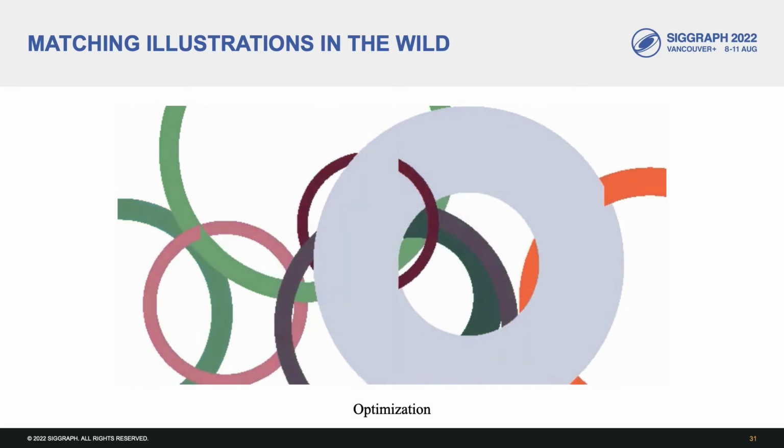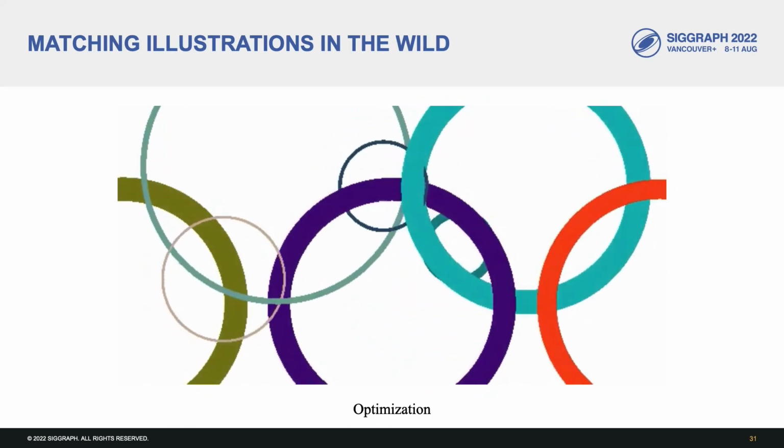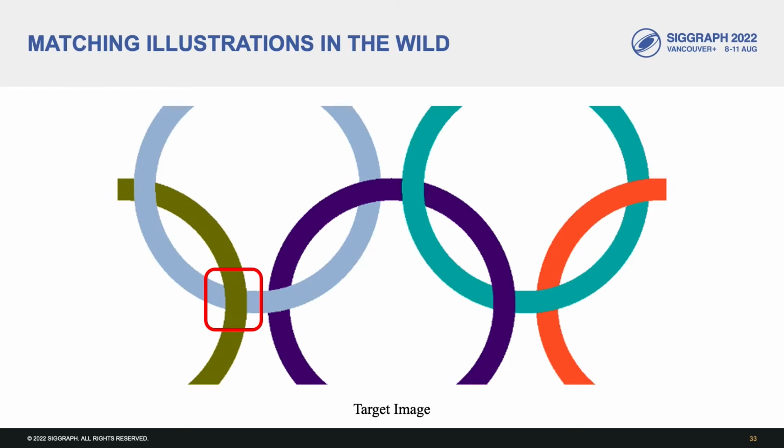This is our optimization process that starts with random parameter values. Note, to avoid local minimum, we render 10 rings instead of 5. The final result looks pretty nice, except the interlocking pattern is slightly wrong. Let's see the target again. The interlocking pattern is challenging because the discontinuity is rarely sampled.